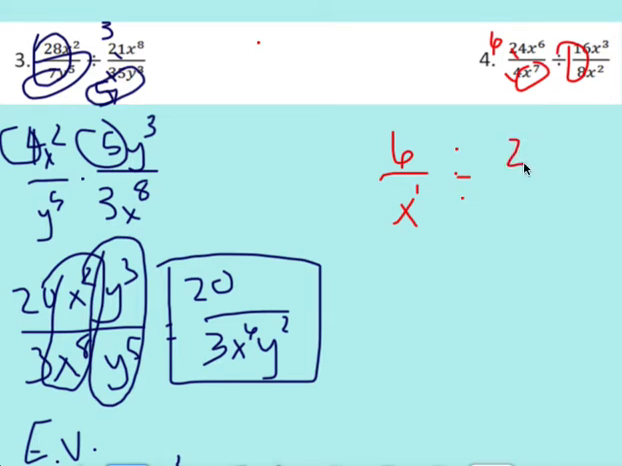X cubed divided by x squared is x to the 1st, and that x to the 1st is going to go on top because that's where the larger amount of x's is. Now my bottom went away, so I'm going to go ahead and put a 1 there so that I know that my bottom existed at some point.